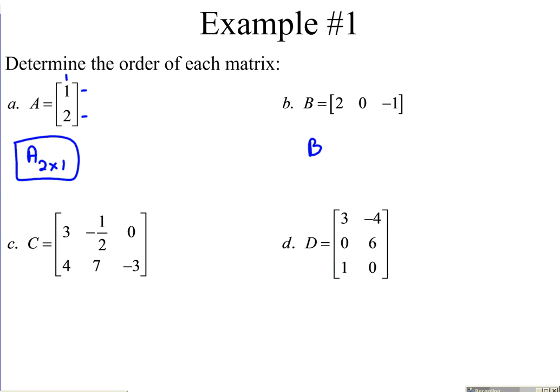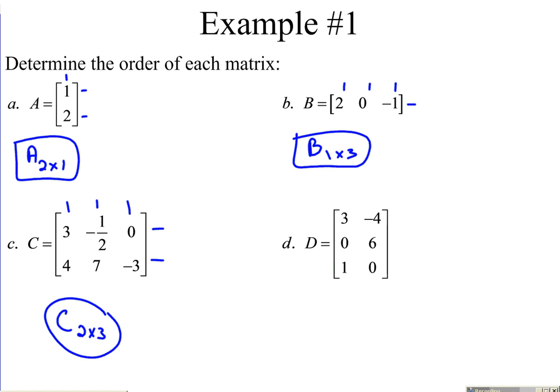Matrix B has 1 row and 1, 2, 3 columns. Therefore, it is a 1 by 3 matrix. Matrix C, 1, 2 rows, 1, 2, 3 columns, 2 by 3 matrix. Matrix D, 1, 2, 3 rows, 1, 2 columns. So matrix D is 3 by 2.